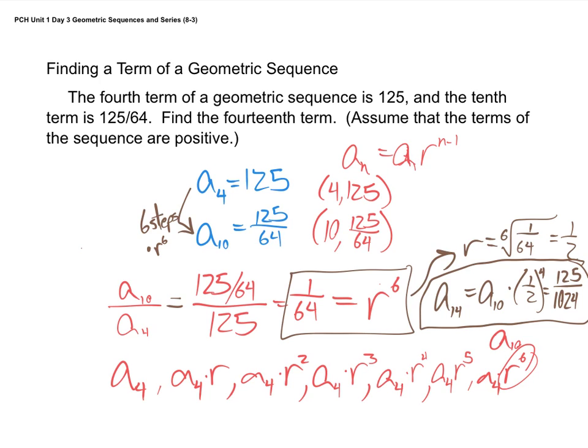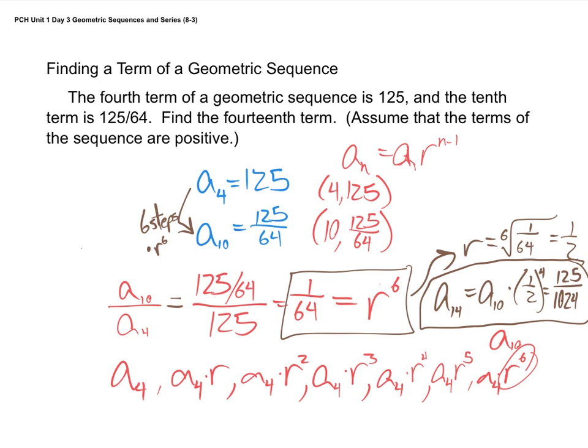If it was asking for the 80th term, would it be faster to find the first term or just to do r to the 70th? If you've got a calculator, it probably doesn't matter. If you're doing it by hand, then it might be useful to find your a sub n in general and then plug in 80. So it kind of depends on what tools you've got.